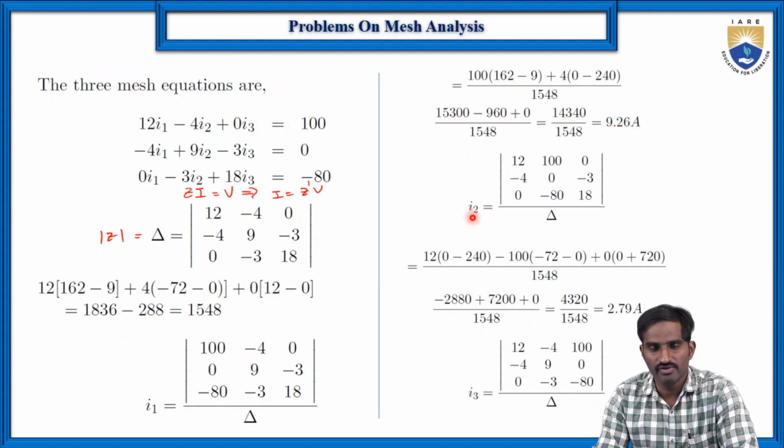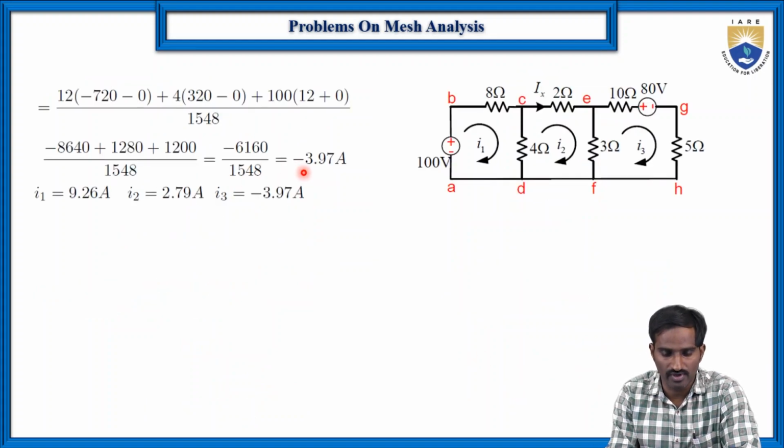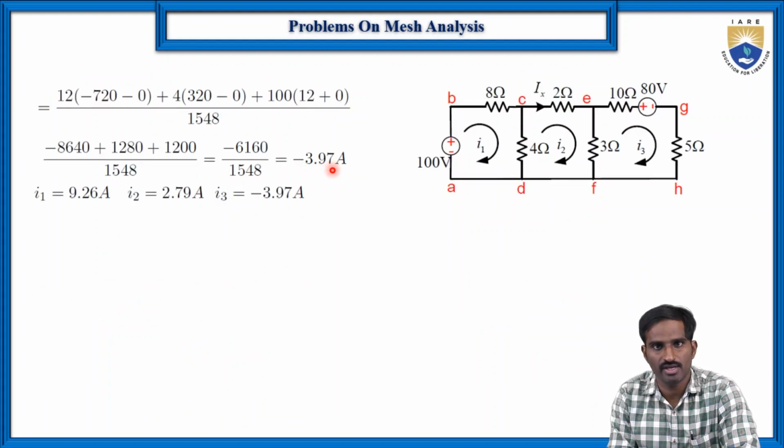Similarly, we can also find I2. In the case of I2, the second column is replaced with the voltage matrix. If you simplify, you will get the I2 value as 2.79. And in the third case, we should replace the third column with the voltage matrix, which is 100, 0 and minus 80. Then you will get the value of I3 here. The value of I3 is equal to minus 3.97 amperes.